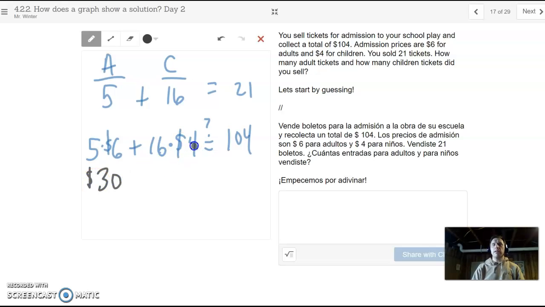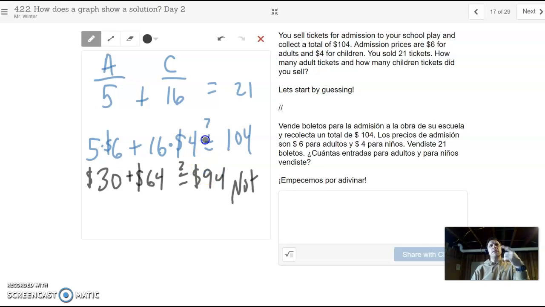16 times 4, well, I have to do that in my head. 10 times 4 is 40. 6 times 4 is 24. So 40 and 24 is $64. Does that equal 104? So 30 and 64, nope, that equals 94. All right, so that is not the right guess. It's not 5 and 16. I'm too low, so I need to make more money. So I probably need more adults. And you can keep guessing and checking and guessing and checking.